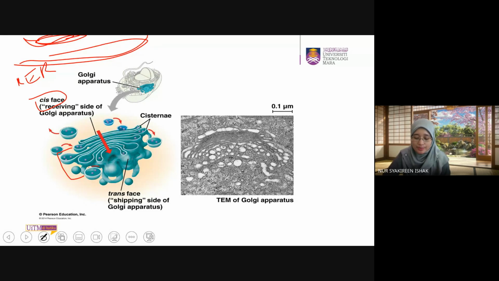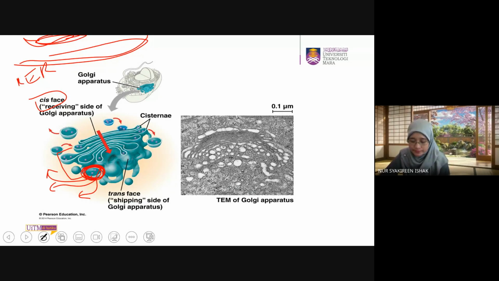And then the final product would again be packaged into other vesicles, which I mentioned earlier. So these vesicles can be transport vesicles. You can also call them secretory vesicles, or they can become lysosomes. So those are the types of vesicles produced or coming out of the Golgi apparatus. As you can see, the membrane of the vesicle comes from the membrane of the Golgi apparatus.